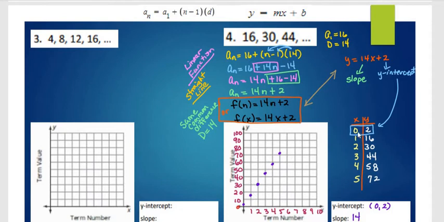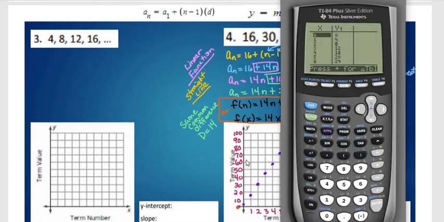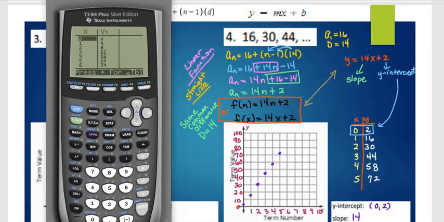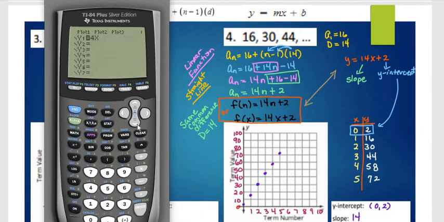Now I can substitute in 0 in place of the x: 14 times 0 plus 2 gives 2. I can also go to y equals, clear this off, and put in 14, and the only letter that we can use here is x. 14x plus 2. Go to second and graph, and here are all my terms.